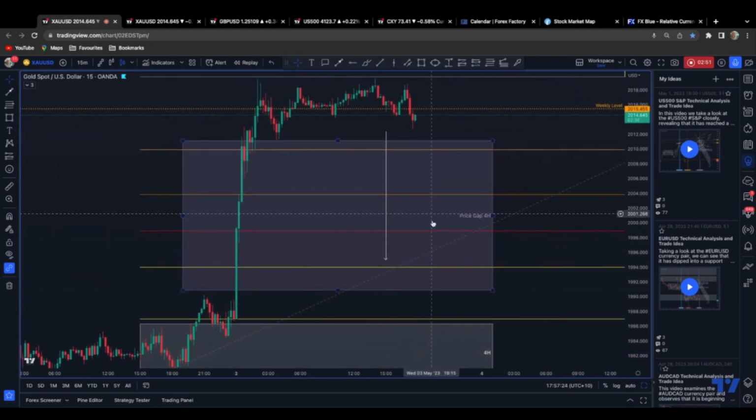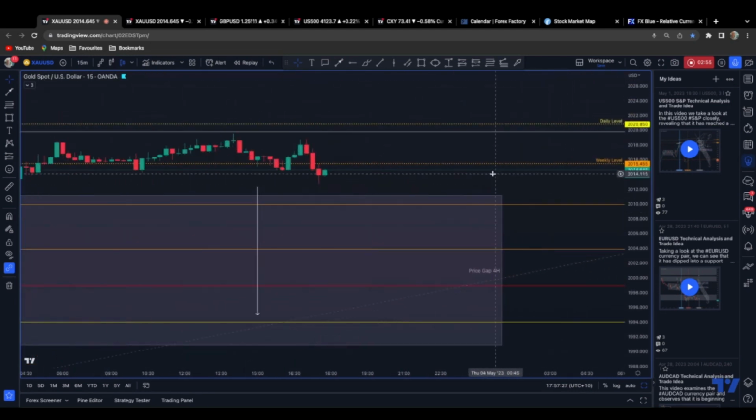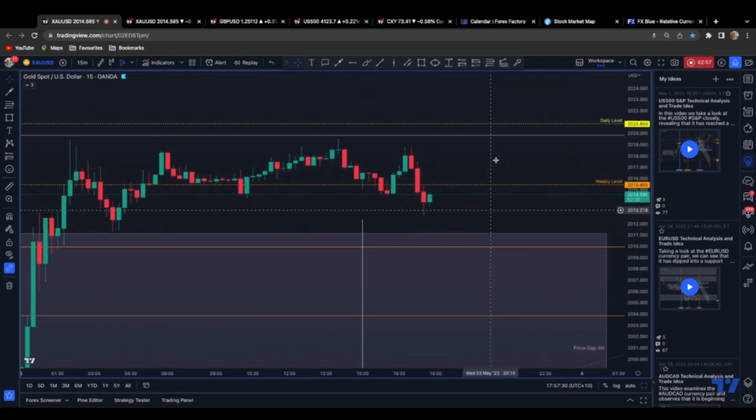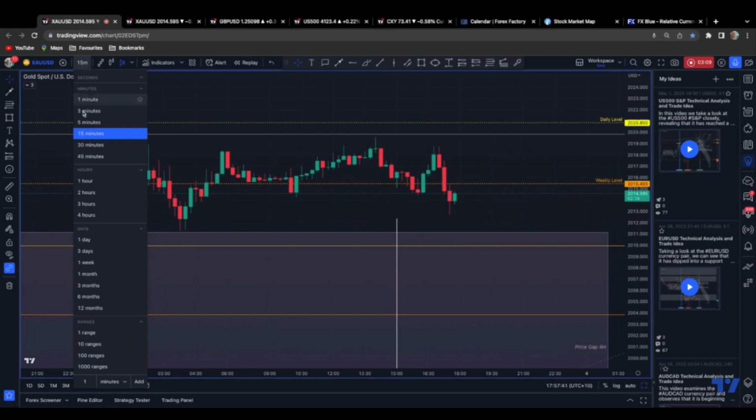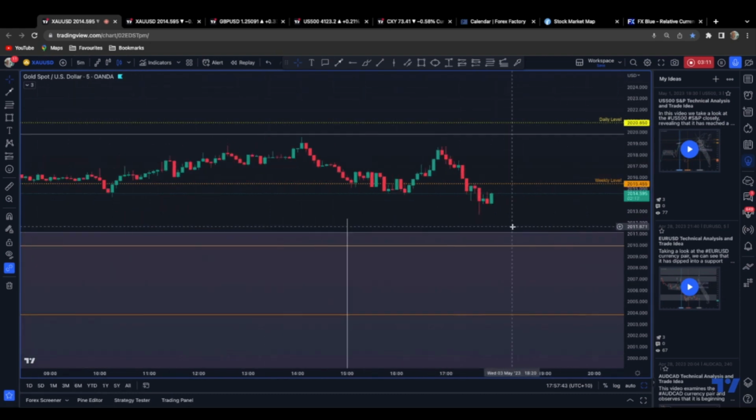So we've got this 4-hour price gap. We can see with this price action what we're getting. Okay, so we've had a bit of a break out of this range. In fact, what I will do, I'll go down to the 5-minute and get a bit closer to this.